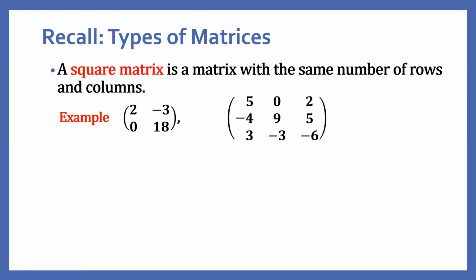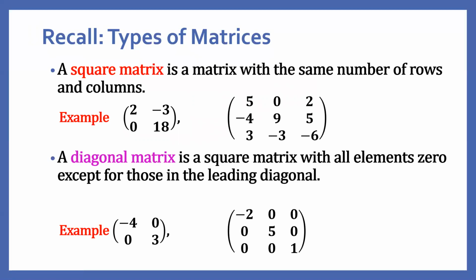We have a square matrix. Square matrix means you have the same number of rows and the same number of columns. So here you have a 2 by 2 matrix, and here we have a 3 by 3 matrix. So we have 3 rows, 3 columns. Same number of rows, same number of columns. We call it a square matrix.